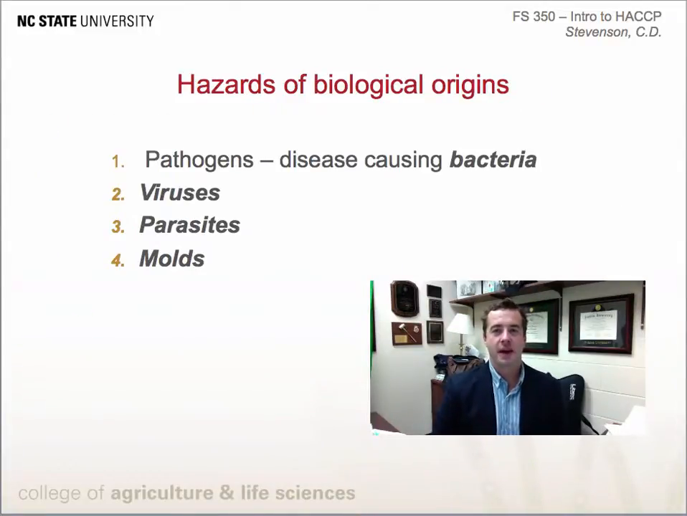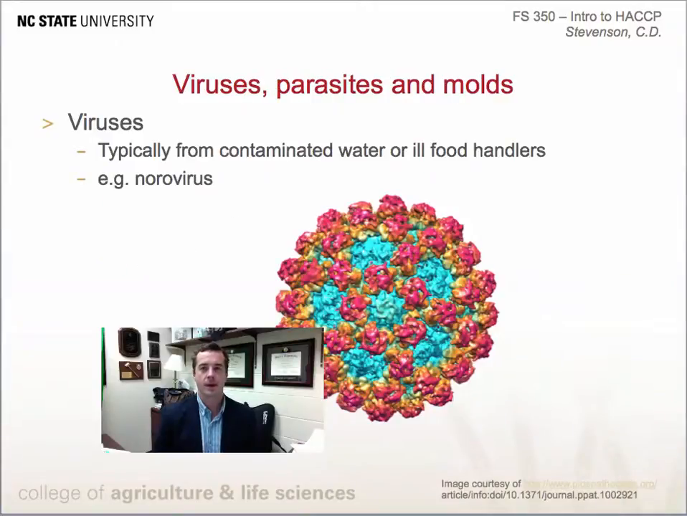The other 3 types of hazards of biological origin are viruses, parasites, and molds. Let's talk about viruses. Viruses have a wide range of health effects. Some viruses come from the meat of diseased animals. Many viruses that are major concerns in the food industry do not come from the food, but from contaminated waters, such as sewage contamination, or ill food handlers instead.